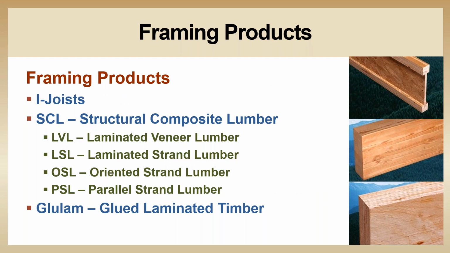So now moving on to talk about framing products. So we're going to discuss wood I-joists, the family of structural composite lumber, and glulam. So structural composite lumber, or SCL, is going to include laminated veneer lumber, LVL, parallel strand lumber, PSL, laminated strand lumber, LSL, and oriented strand lumber, or OSL.